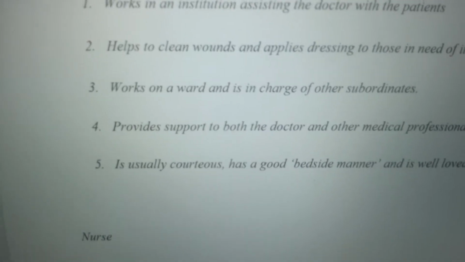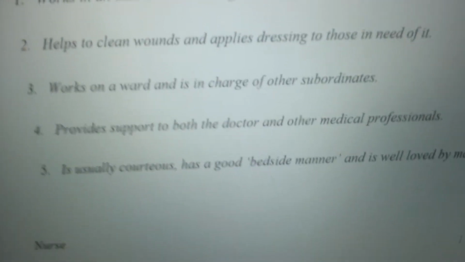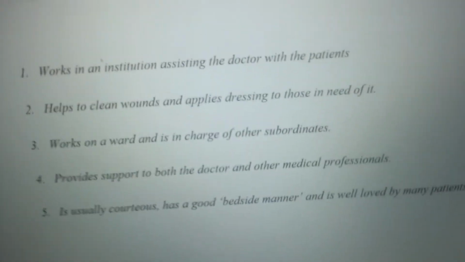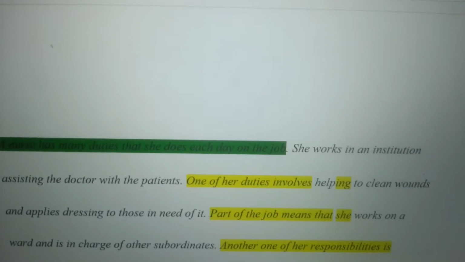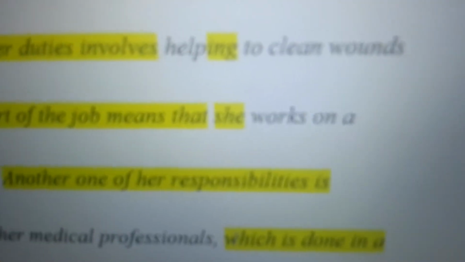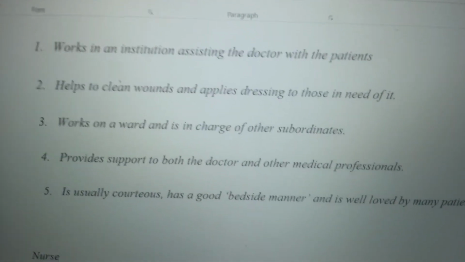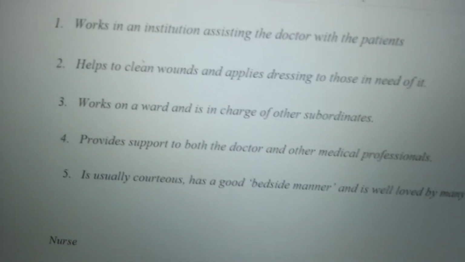she at times does. Avoid using the word she several times. She helps to clean, she works in a ward, she provides. So you're using certain keywords. Those keywords are words like one of her duties involves, part of the job means, another one. So what you're basically doing is, and I just scrolled up, what you're doing is expanding each sentence, and in expanding each phrase or sentence, you're creating many sentences, and in those many sentences you are creating a paragraph.